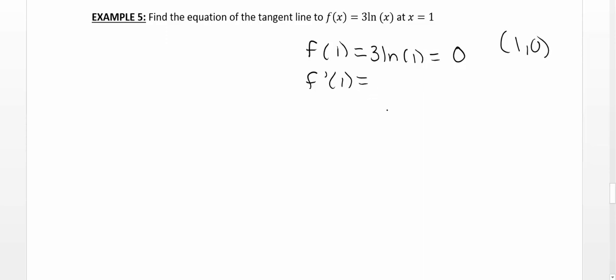We also need the derivative at that point, as that will tell us the slope of the tangent line. So the derivative of 3 times the natural log of x is 3 times 1 over x.